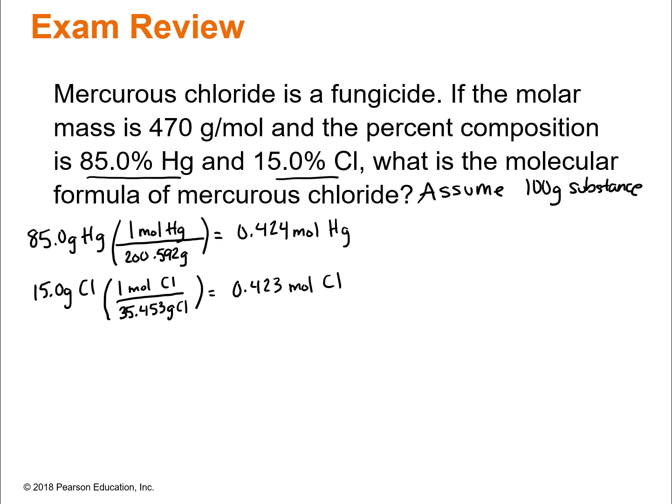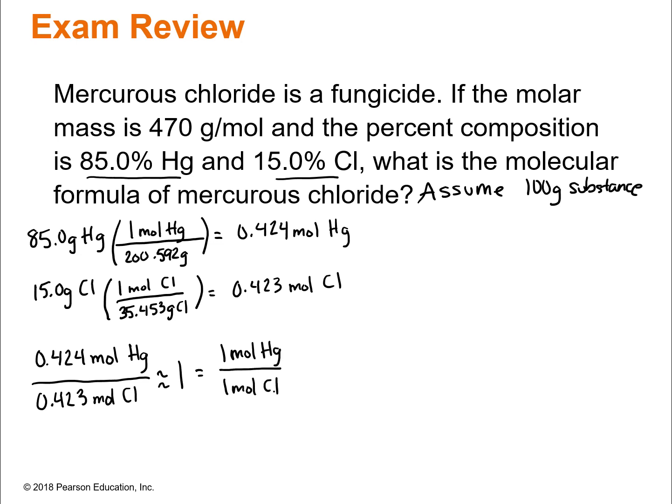So when you do this, you see that they're pretty close, right? So that's going to be 1 to 1. But if you wanted to do the division anyway, just to check, remember that you can write it as a ratio. And that's going to give you about 1, which means 1 mole of mercury for every 1 mole of chlorine. For our empirical formula, that means we have HgCl. We're only halfway done though.